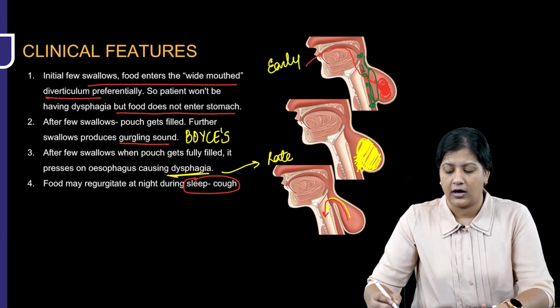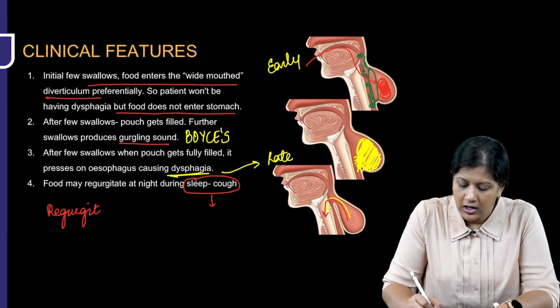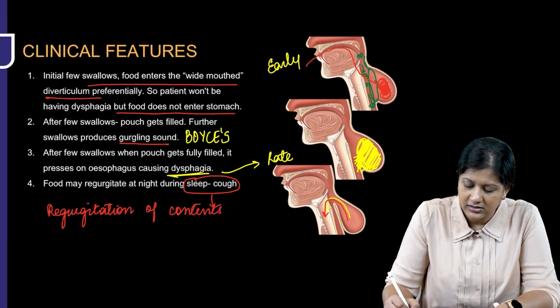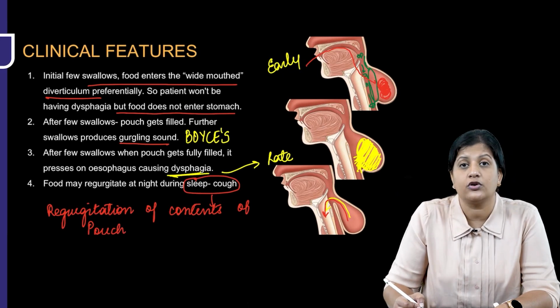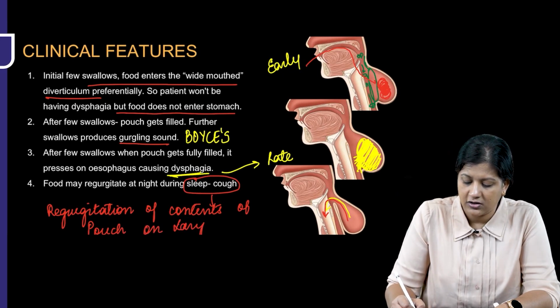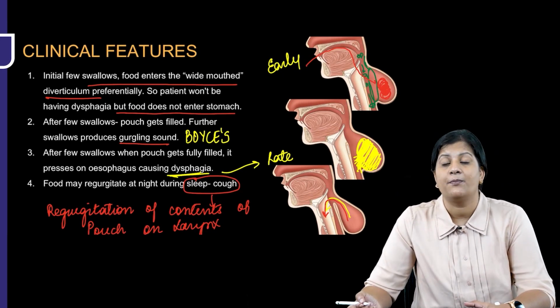This sort of a cough is called as sleep cough. So sleep cough occurs because of regurgitation of the contents of the pouch on the larynx. So if there is regurgitation of the contents of the pouch on the larynx, the patient will cough, and that cough is called as sleep cough.